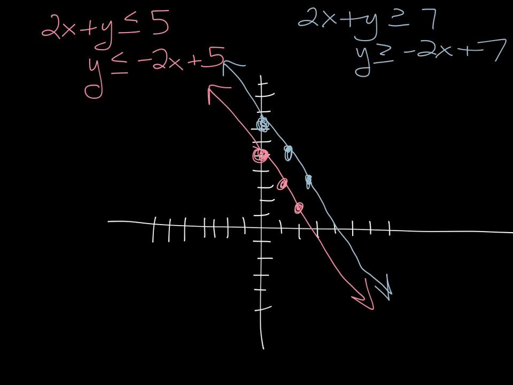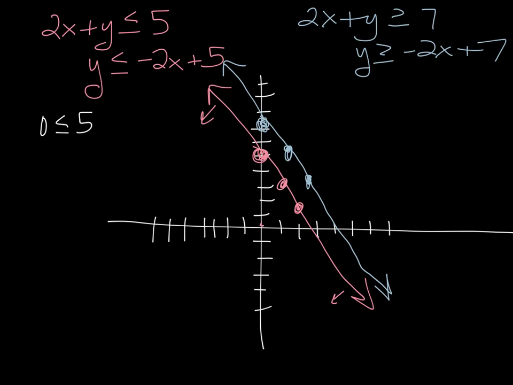So now we have to determine where each of these are going to shade. Now the joy is on each of these I can pick that 0, 0 point. I can pick this point right here in the middle because it is good to go. So when I do so, I get 0 is less than or equal to negative 2 times 0, 0's out. 0 is less than or equal to 5. Well, is 0 less than or equal to 5? Yep, so I'm going to shade in that direction.